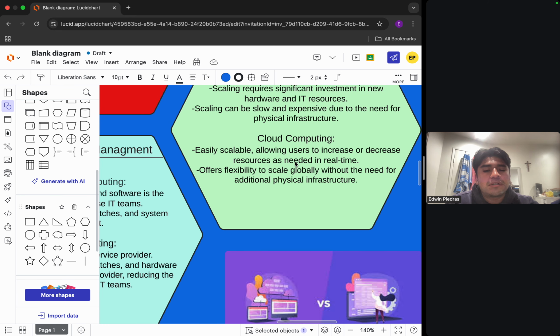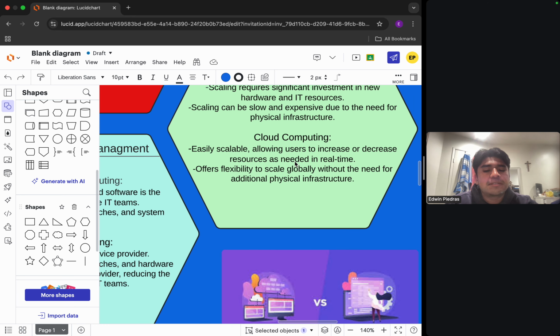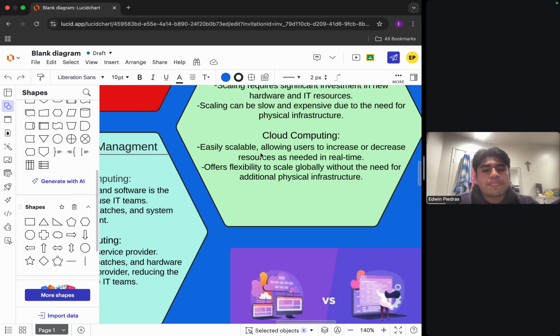And for cloud computing, it's easily scalable. It allows users to increase and decrease resources, and it's capable of scaling globally without any additional infrastructure.